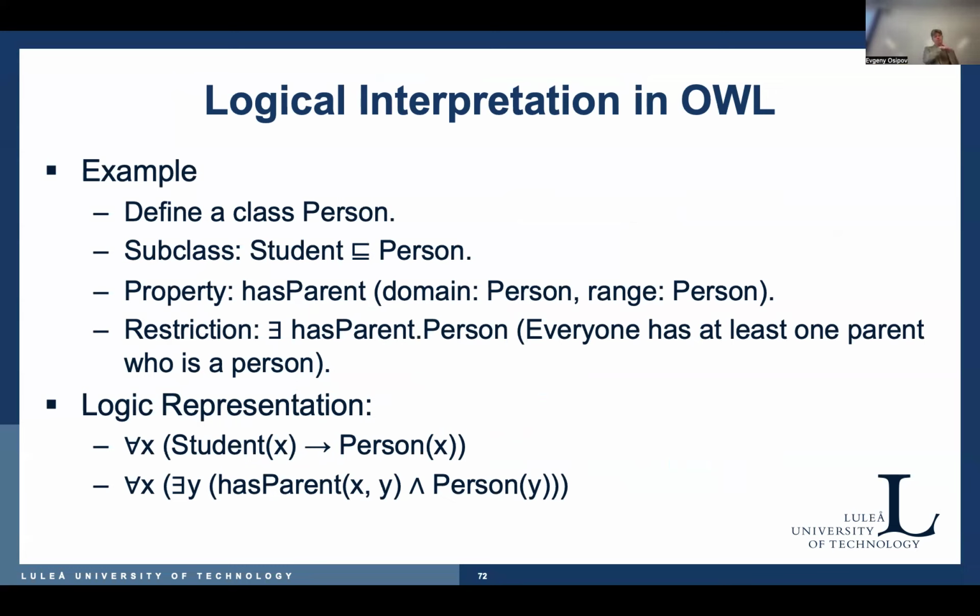Linking back to previous parts of the course, OWL and ontologies are a subset of first order logic. Here is an example. You define a class of person, and student is a subclass of person, with properties and restrictions. Read it here. This corresponds to this logic sentence.